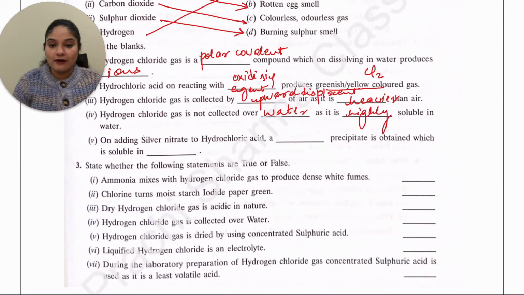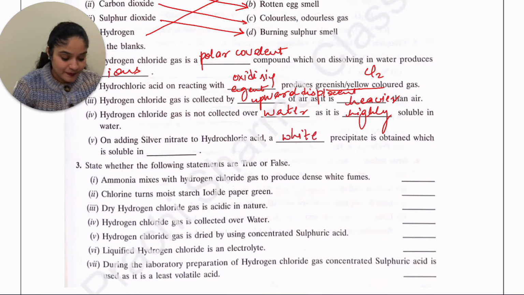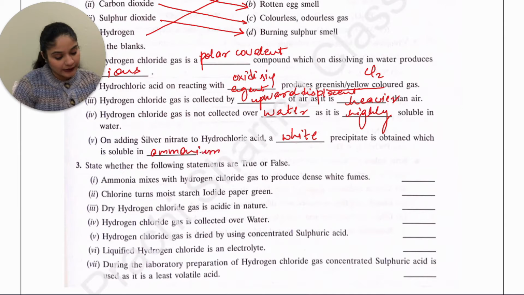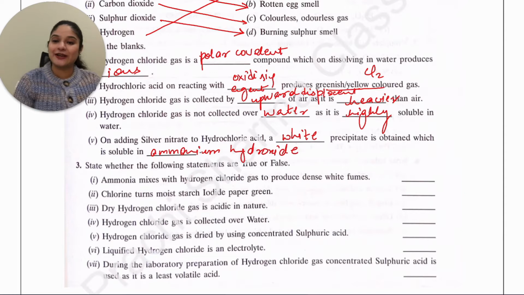Then, on adding silver nitrate to hydrochloric acid, a dash precipitate is obtained which is soluble in dash. You get a white precipitate, which is soluble in ammonium hydroxide. Alright, let's move on to question number 3. That is pretty simple, true and false.